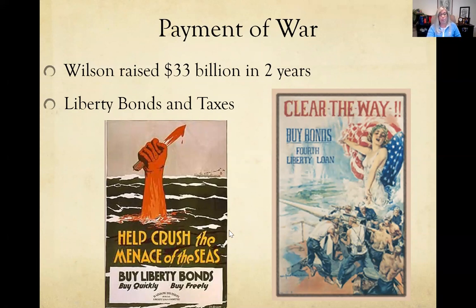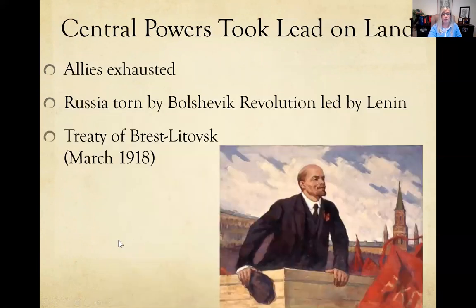So again, look at these great posters. "Help crush the menace of the seas, buy Liberty bonds, buy quickly, buy freely." So why do we have this bloody hand coming out of the water? What's that representing? That would be the submarines, right? That are coming out of the water and destroying American lives. And then we've got these battleships that are being constructed.